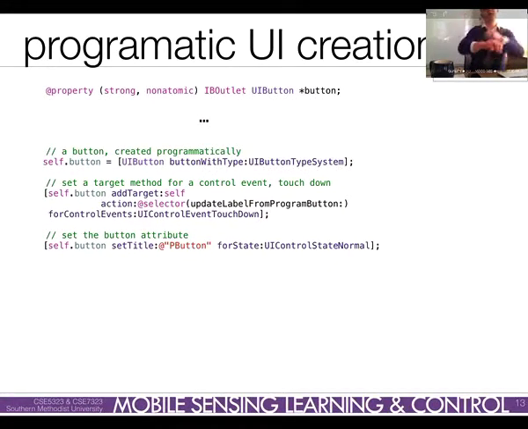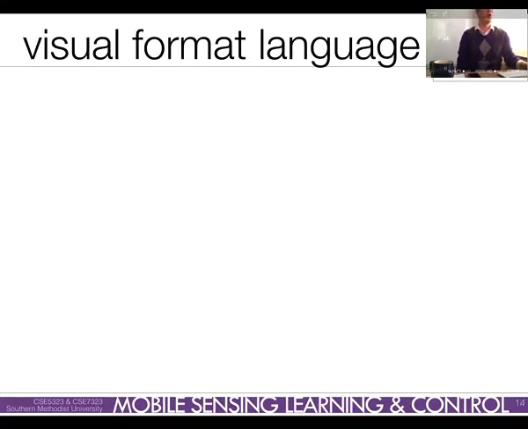Okay. So that was the programmatic UI creation. Any questions on creating stuff programmatically? We still need to set constraints. We're going to do that next. Okay? So when we're setting constraints, we're going to use something called the visual format language. Has anybody used the visual format language before?